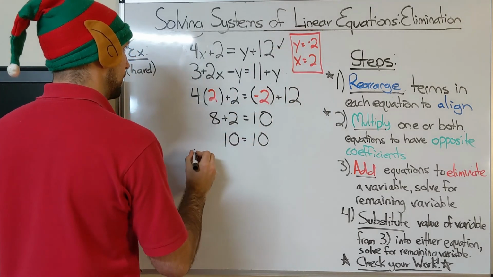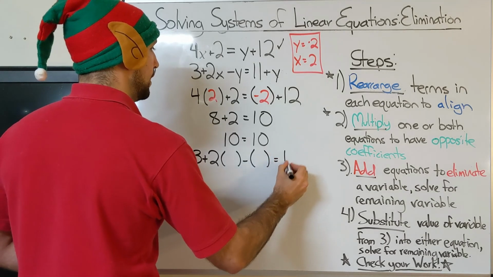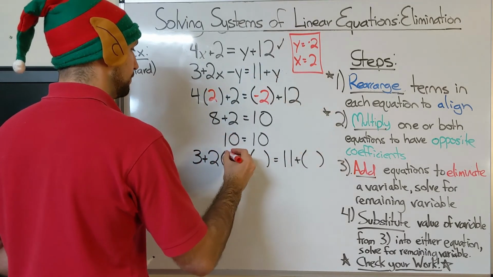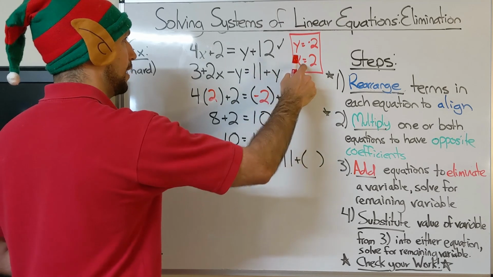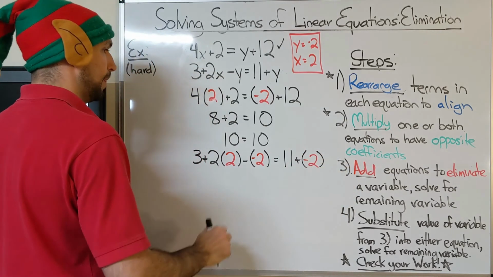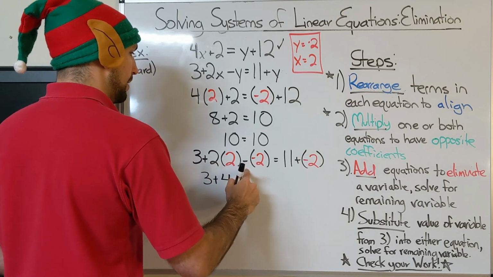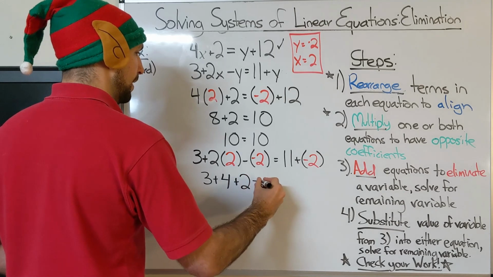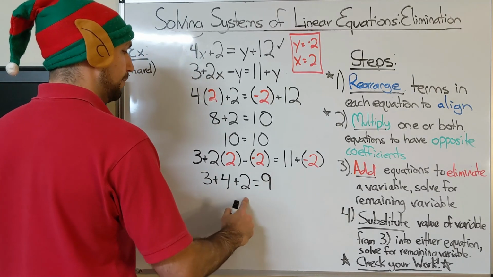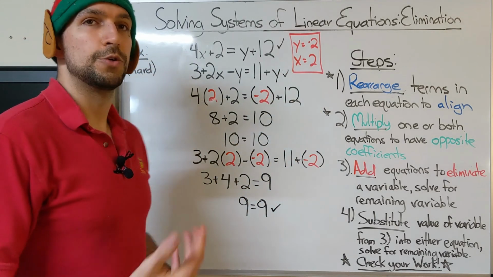Check our second equation. 3 plus 2x minus y equals 11 plus y. Substituting the value of x to be 2 and the value of y occurring on both sides to be negative 2. 2 times 2 is 4. 3 plus 4. The negative of a negative 2 is a positive 2. Is that equal to 11 plus a negative 2, which is 9? 3 plus 4 is 7, plus 2 is 9. 9 is equal to 9, so we know that we've found the solution to our system of equations.